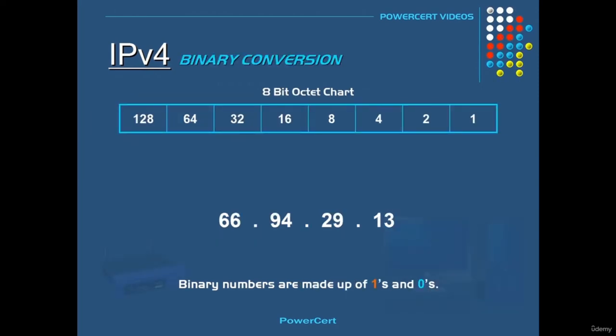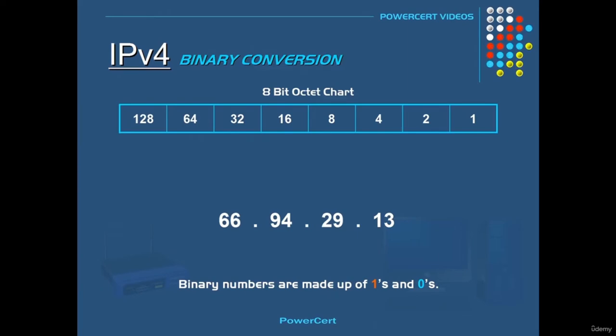IP version 4 is made up of four sets of 8 binary bits. And these sets are called octets. The bits in each octet are represented by a number. So starting from the left, the first bit has a value of 128, then 64, then 32, and so on, all the way down to 1. Each bit in the octet can be either a 1 or a 0. If the number is a 1, then the number that it represents counts. If the number is a 0, then the number that it represents does not count. So, by manipulating the ones and the zeros in the octet, you can come up with a range from 0 to 255.